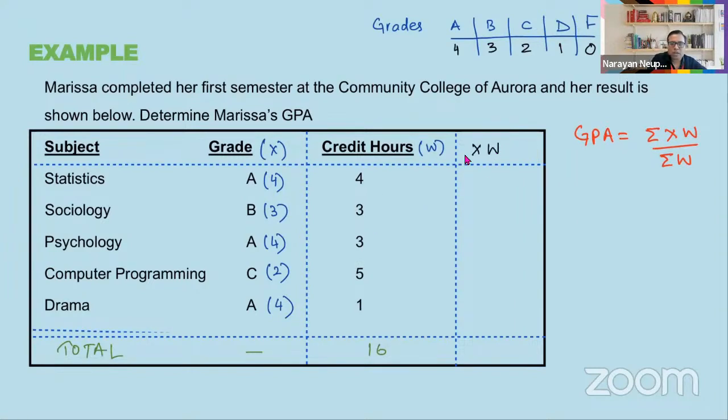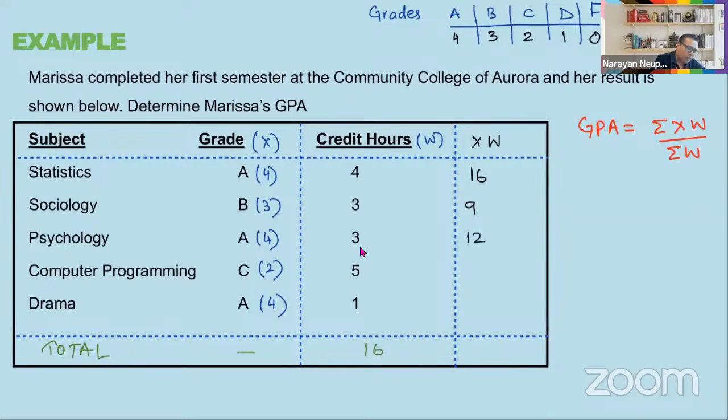Look at the screen. If I multiply x and w, we have 4 times 4. What is 4 times 4? 16. Next one, we have 3 times 3, 9. 4 times 3, 12. 2 times 5, 10, and then 4 times 1 is 4. And if you add all that, what is that equal to? 51, right?